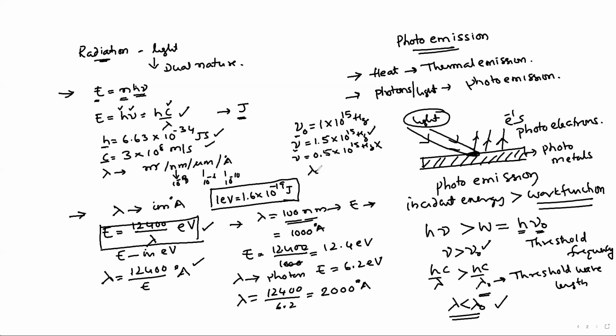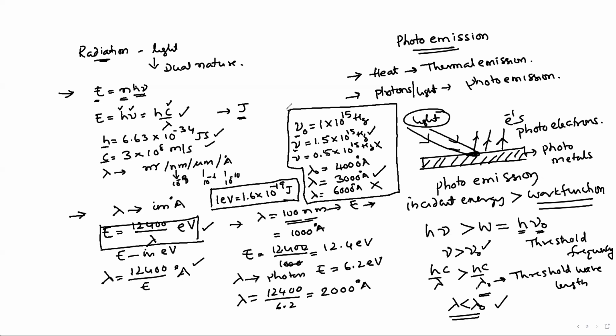In terms of wavelength, suppose I take the threshold wavelength of a photometal as 4000 angstroms. If the incident wavelength is 3000 angstrom, then electrons will be emitted. That is, up to 4000, the electrons will be emitted. If the incident wavelength is 6000 angstrom, the electrons will not be emitted. Sometimes the simple idea related to threshold frequency and threshold wavelength may give you the marks. In the 2024 session, some questions were asked related to this.